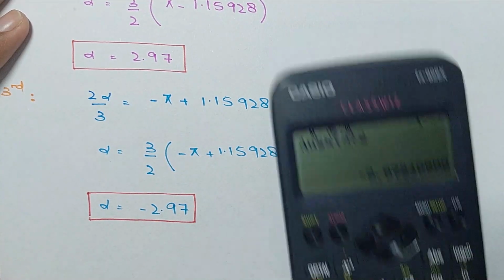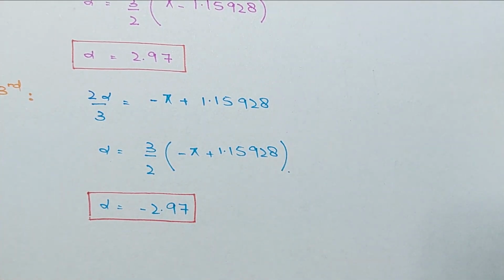So these two values of alpha are in the range from minus pi to plus pi. Alright, that was the last question of our paper.